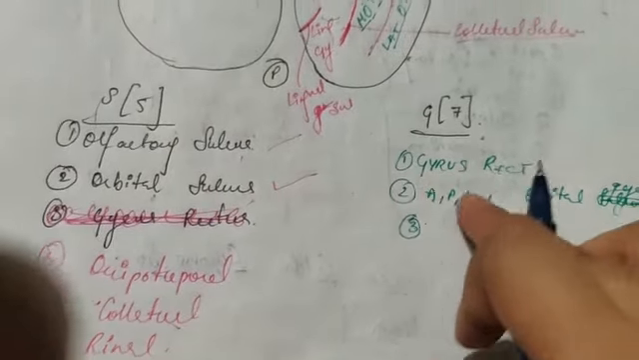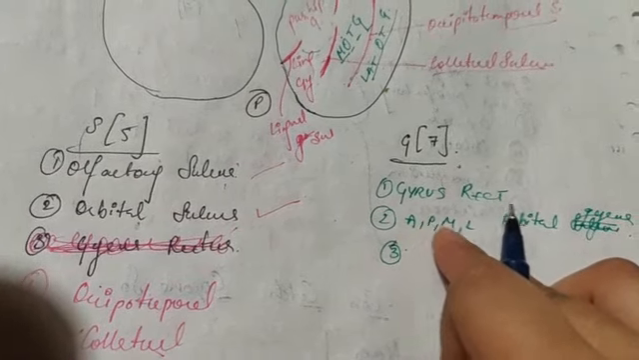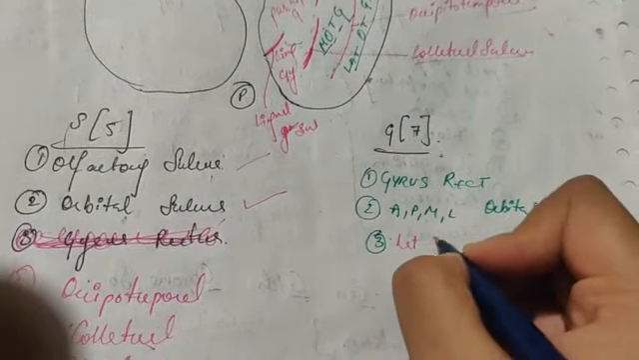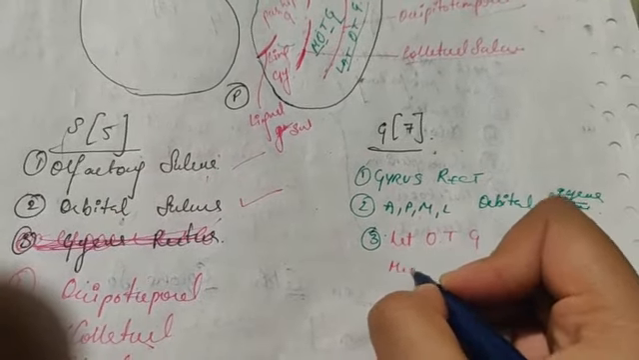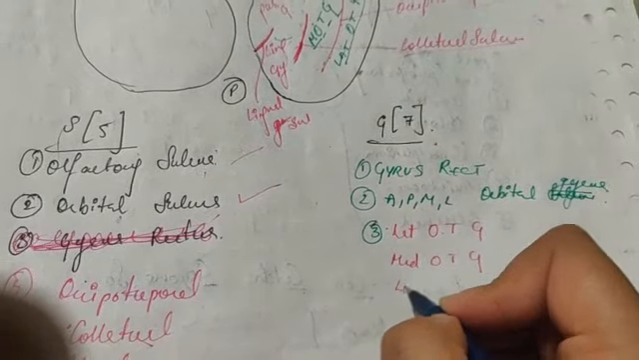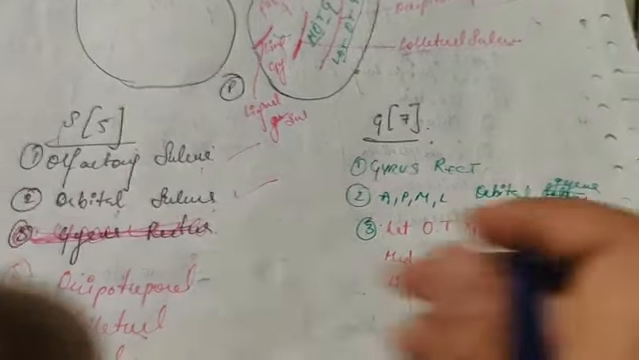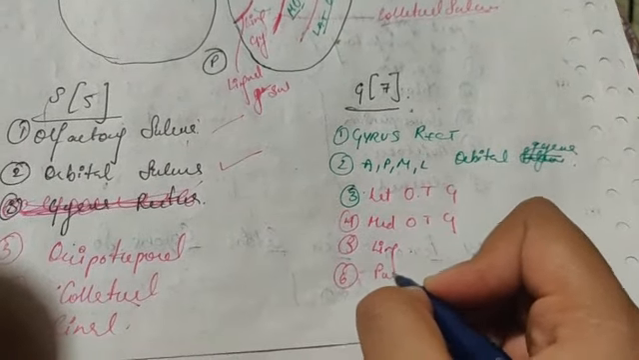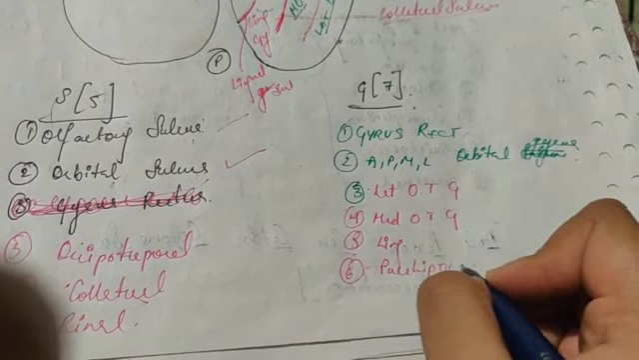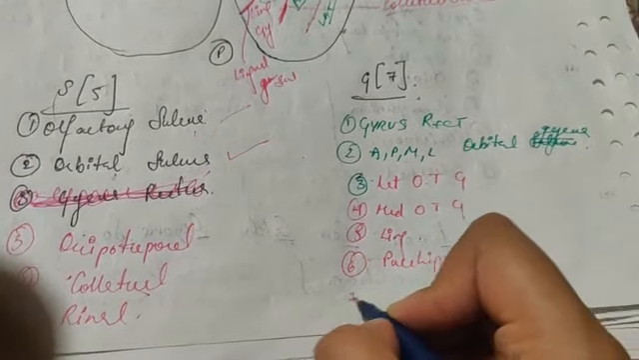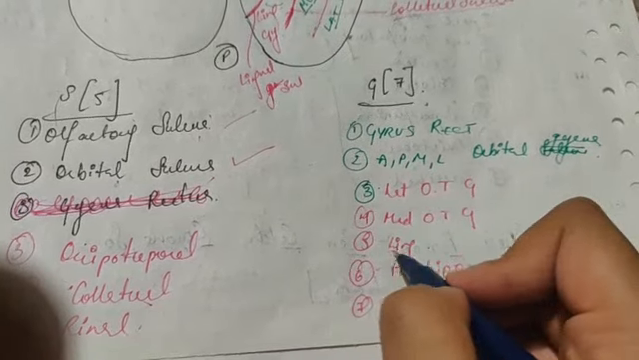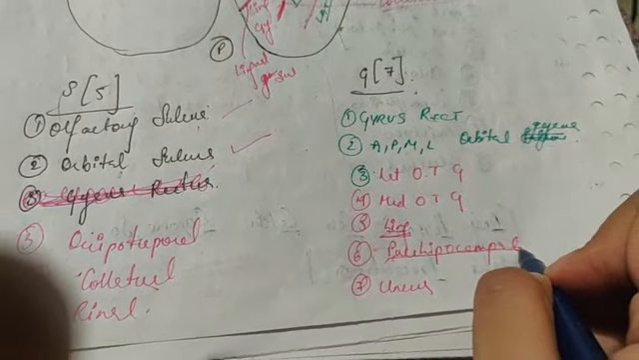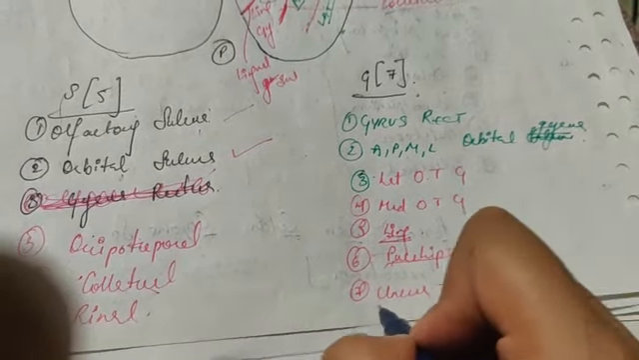So in total we have the gyrus rectus, the anterior, posterior, medial, and lateral orbital gyri, and then we have the lateral occipitotemporal gyrus, medial occipitotemporal gyrus, lingual gyrus, then the sixth one is the parahippocampal gyrus, and the uncus. So anterior to the lingual gyrus is the parahippocampal gyrus, and anterior to the parahippocampal gyrus is the uncus.